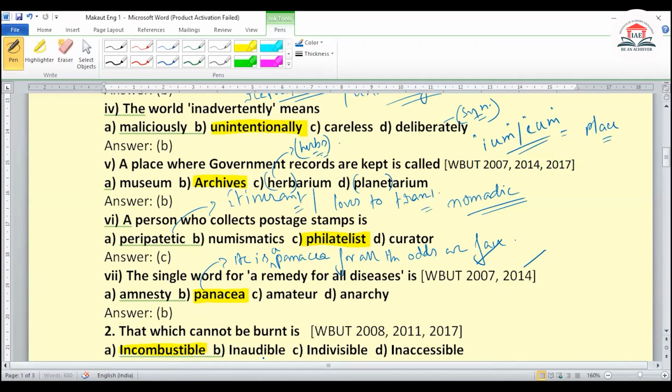Now, inaudible, we know, which we cannot hear. Indivisible, cannot be divided into parts. Now, inaccessible, which cannot be accessed, right? See the importance of the word. 8, 11, 17.